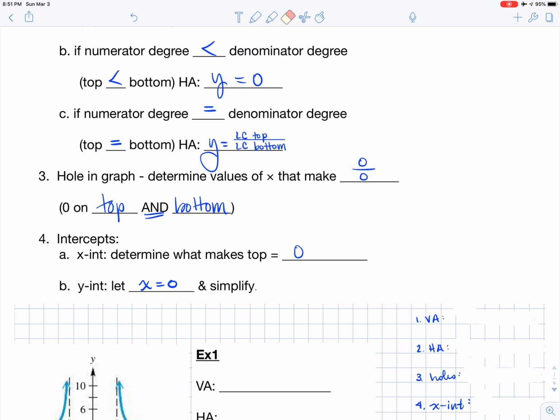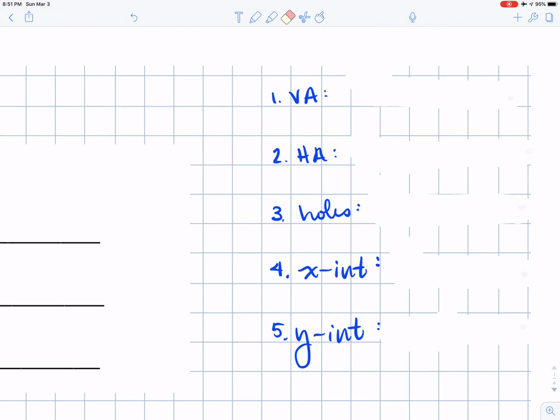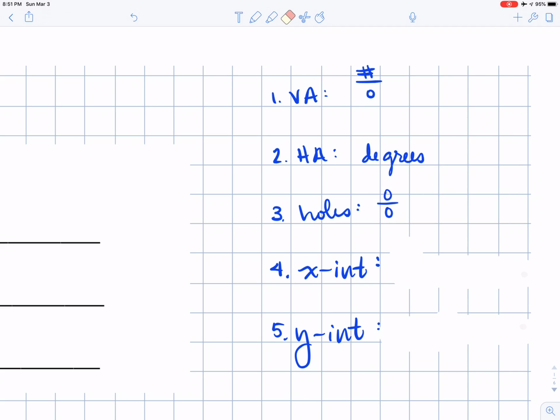Now, if you were to have a nice concise list of all 5 of these things, it might look something like this over here. So if you want to look for vertical asymptotes, just look for wherever you can find a 0 on bottom. Horizontal asymptotes goes all the way back to degrees. Holes in the graph is where you have a 0 on top and on bottom. X-intercepts is where you only have a 0 on top. And then y-intercepts are where you let your x equal 0 and then solve.